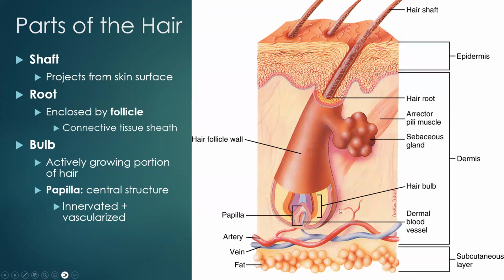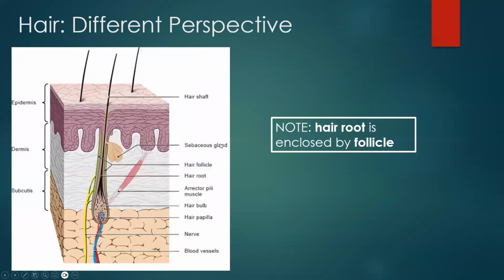So within the bulb, we have this structure, another little papilla, one of those projections. Within the papilla, we have these really tiny dermal blood vessels. So these are capillaries supplying the hair bulb. So I do want to note that the hair root is enclosed by the follicle. Don't get those two concepts confused on the lab exam. The hair root is part of the hair itself, whereas that follicle is that cellular extension wrapping around the entire hair.